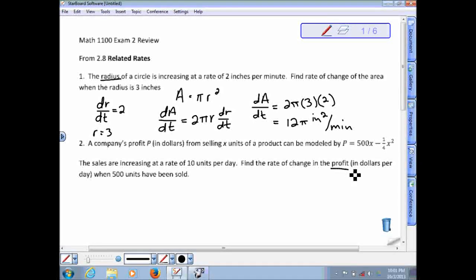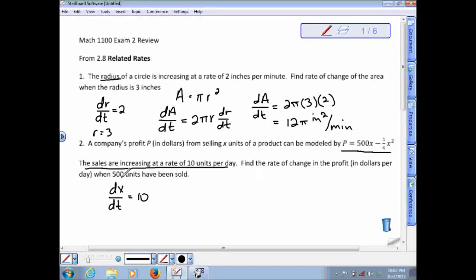Question 2, we need to find the rate of change in profit. So we've been given a profit function, okay, but when we take the derivative with respect to time, in this case days, we're also going to have to know a value of dx/dt, the rate at which x is increasing. X is represented by selling x number of units. So here's the rate right here. The sales are increasing at a rate of 10 units per day. X represents the number of units they're selling, so the rate at which it's increasing is dx/dt. That's equal to 10.